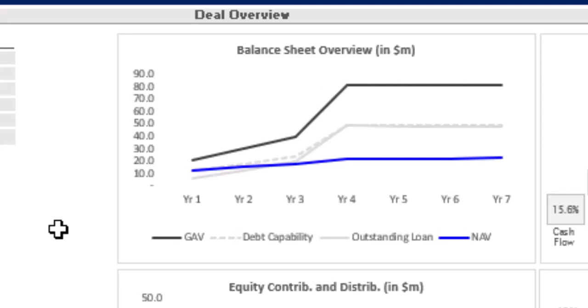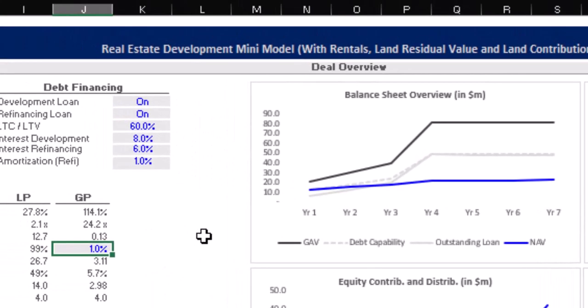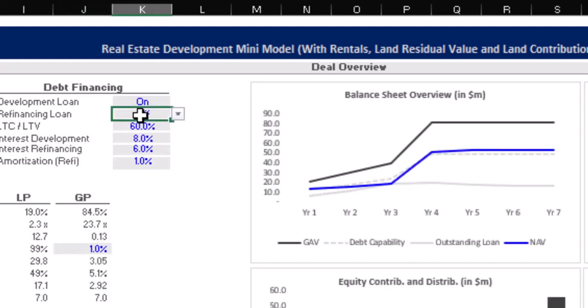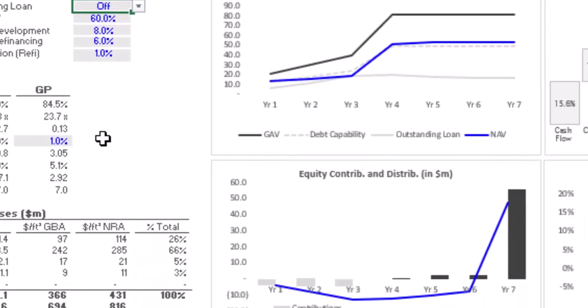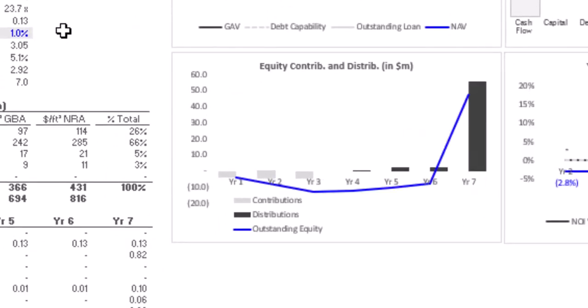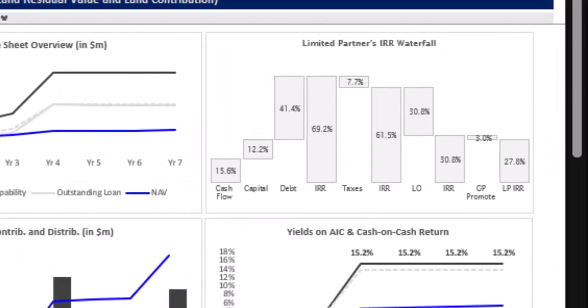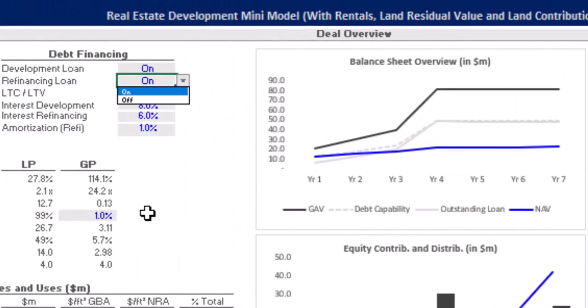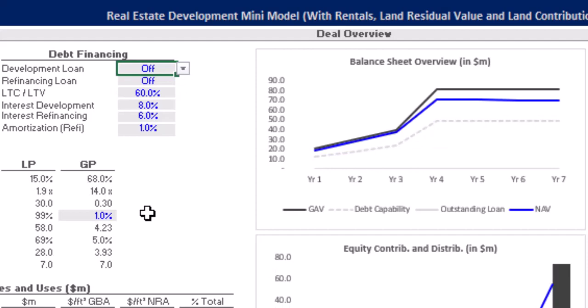We also see how upon refinancing, the outstanding loan amount reaches the debt capability level. So if we did not refinance, the outstanding loan amount would decrease, allowing the net asset value to go up along with the GAV, but delaying that early distribution from year 4 to year 7, and therefore reducing our internal rate of return by 8.8%. If we didn't use any kind of leverage, we see how our NAV is much closer to our GAV.